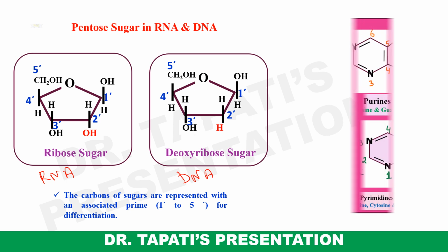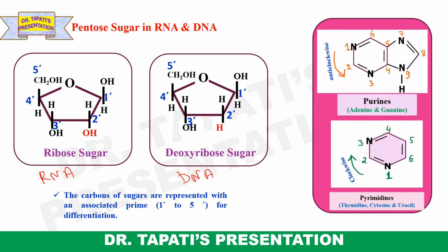I already mentioned that the atoms in the purine ring are numbered 1 to 9, and that numbering is in the anti-clockwise manner. Whereas if you consider pyrimidine numbering, that follows the clockwise manner, and it is 1 to 6. In order to avoid the confusion of numbering among purine, pyrimidine, and pentose sugar, the carbons of pentose sugars are represented with an associated prime number for differentiation. And therefore, pentose carbons are 1 prime to 5 prime.